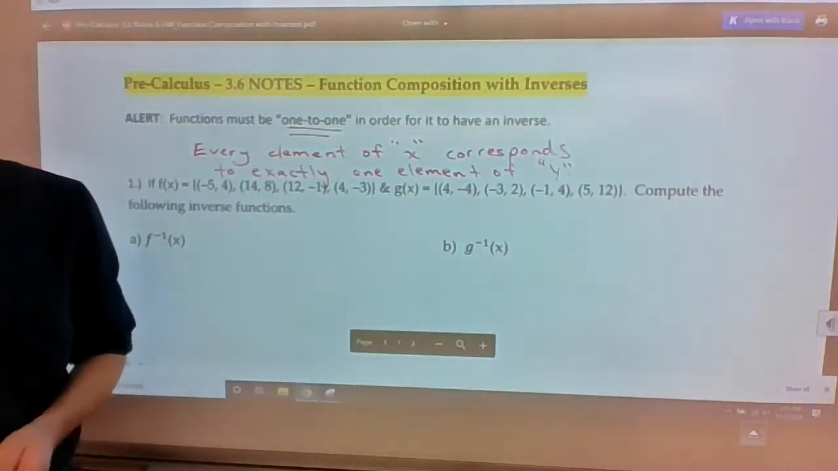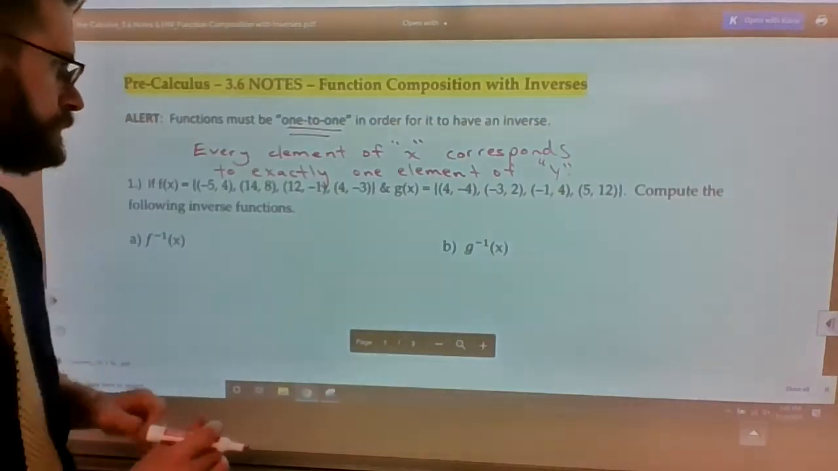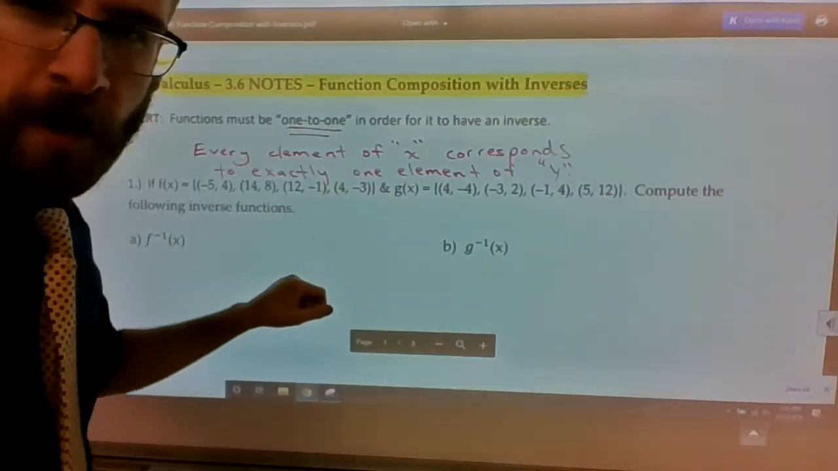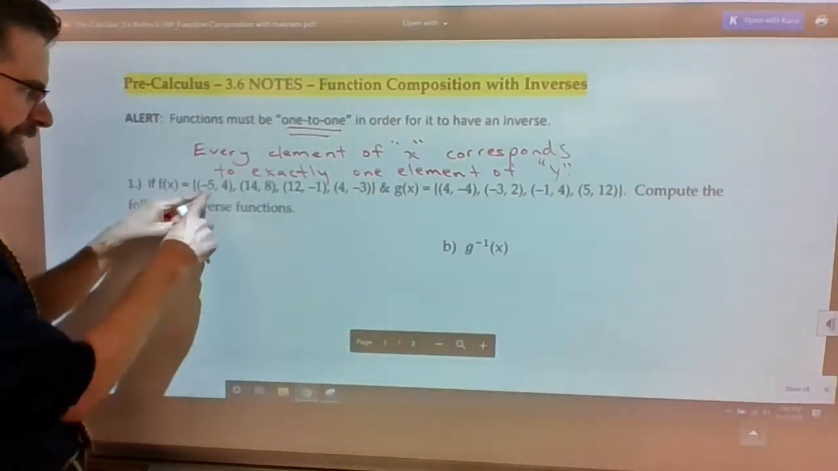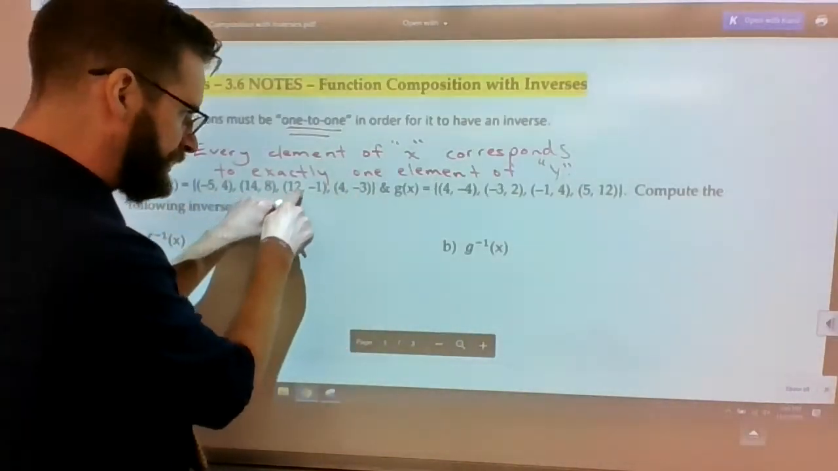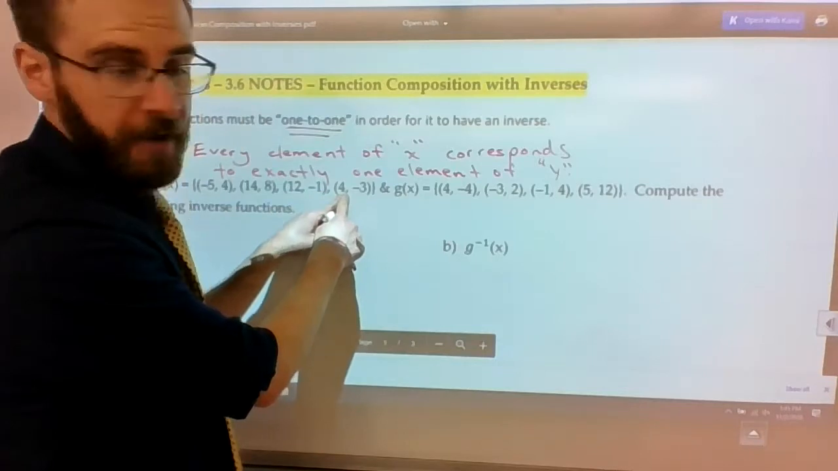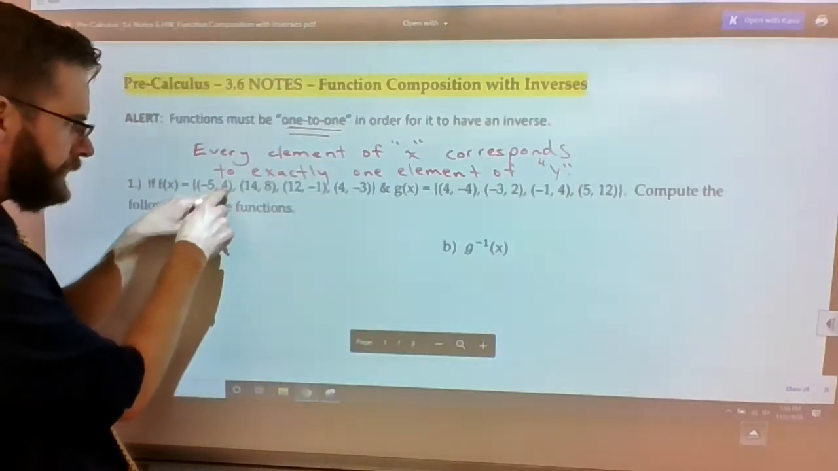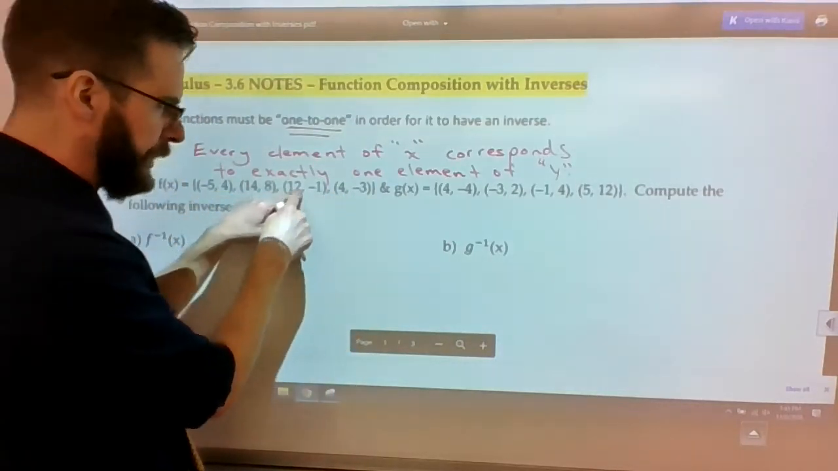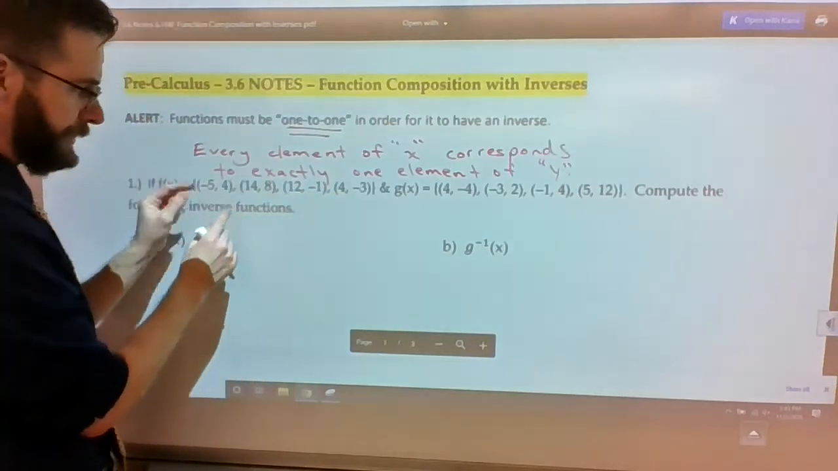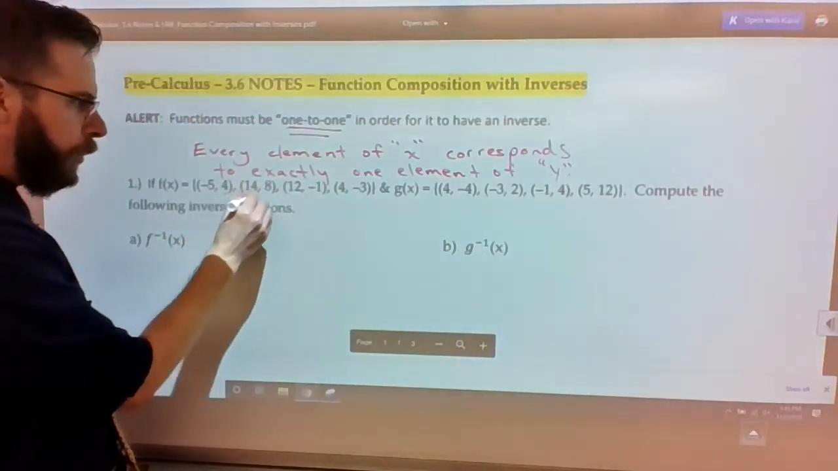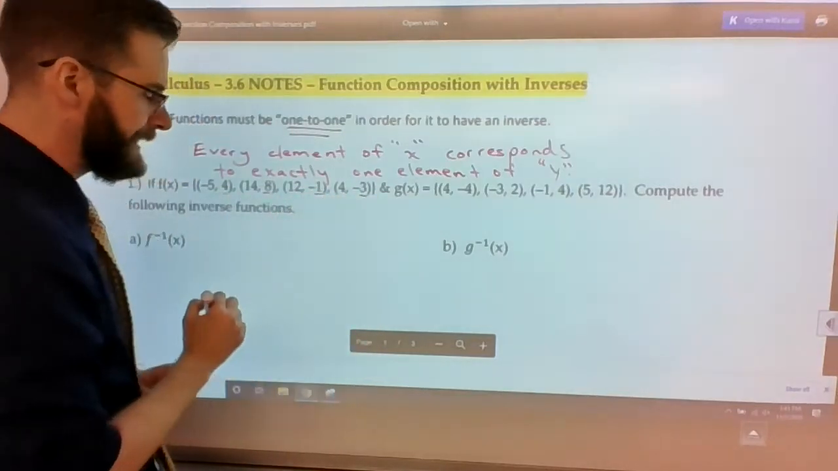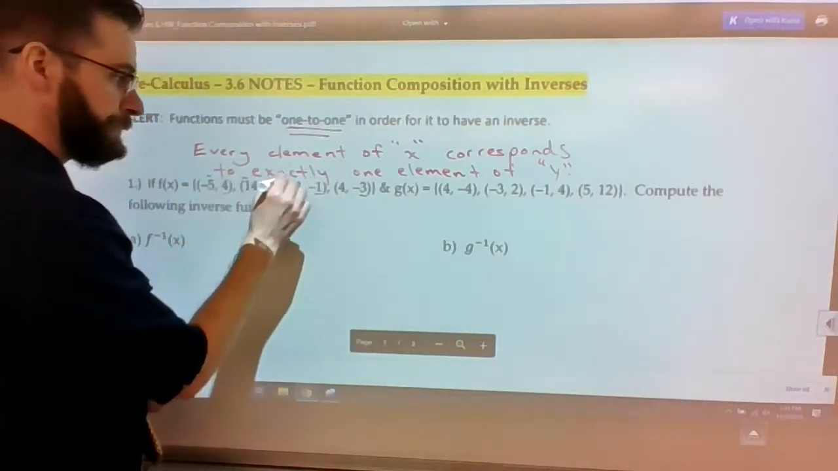So when we see this, hopefully you guys can see that well enough. If you see these two functions right here, -5 only exists once for all of the x values. So does 14, so does 12, so does 4. For the y values, 4, 8, -1, -3. There's no y value repeats. There's no x value repeats.